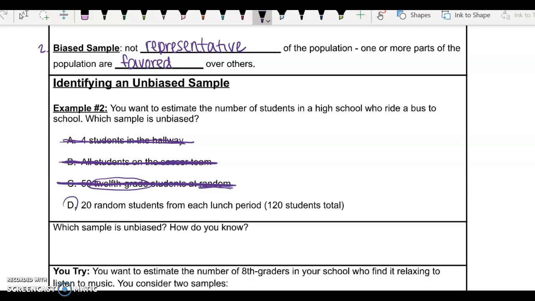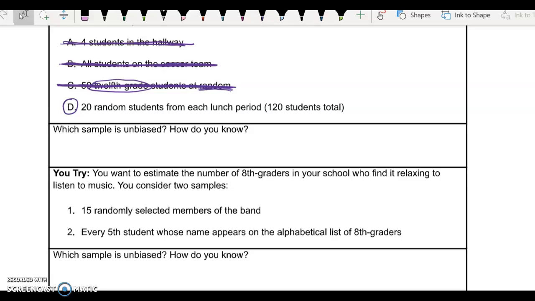So the best answer is D, 20 random students from each lunch period, because then you have a better chance of asking a broad variety of students. Within each lunch period you could have some freshmen, some sophomores, some juniors, some seniors, and therefore you get a better variety of students and you aren't leaning your data a specific way. I kind of just answered this one, so I guess we're going to skip it.